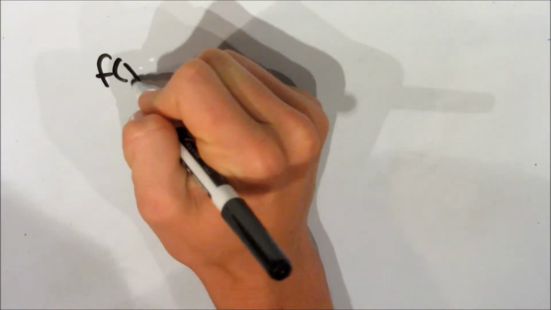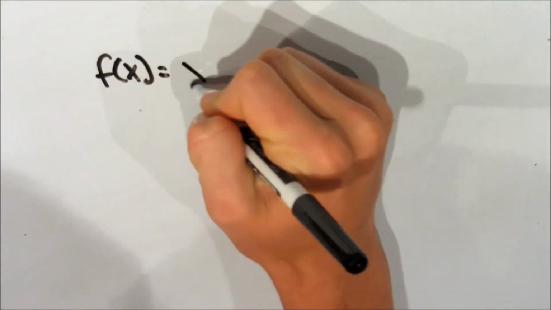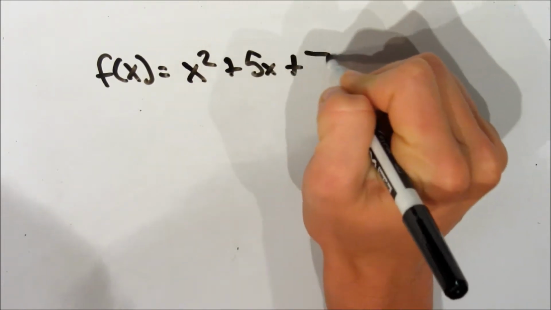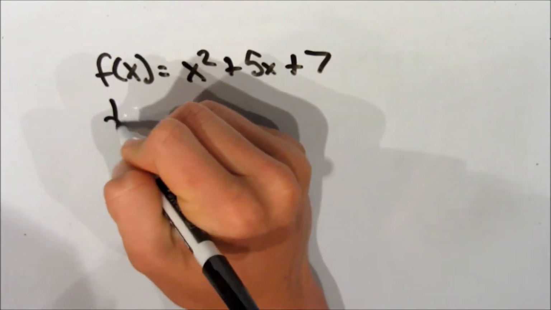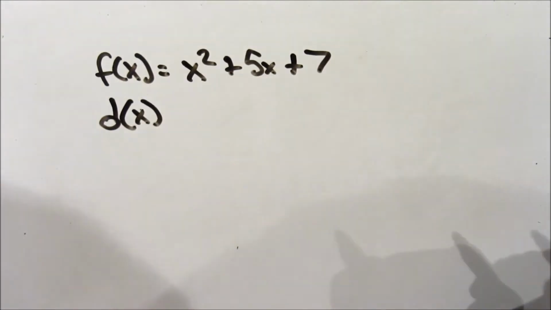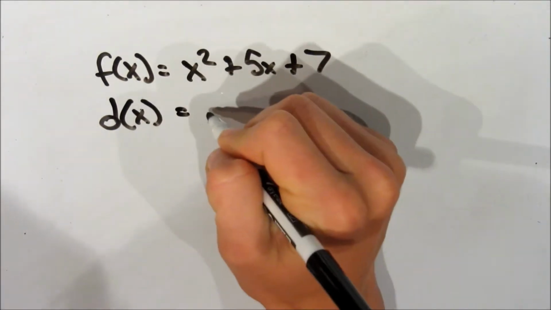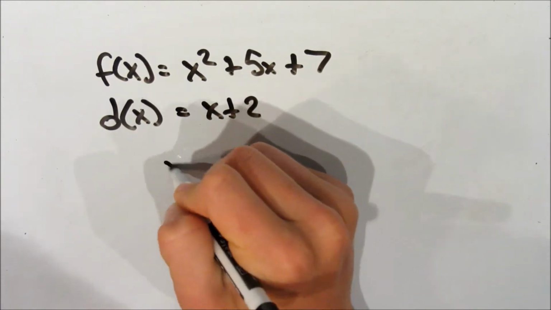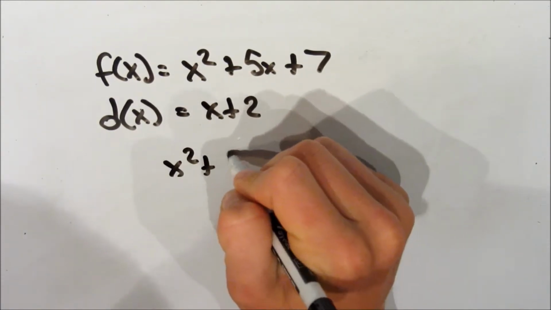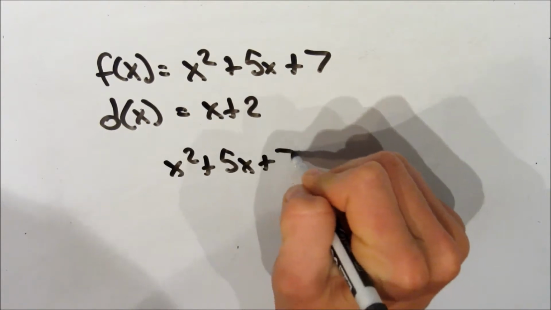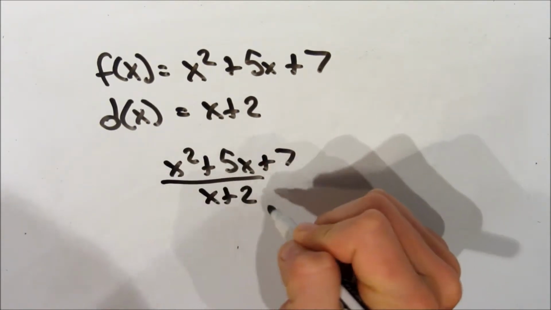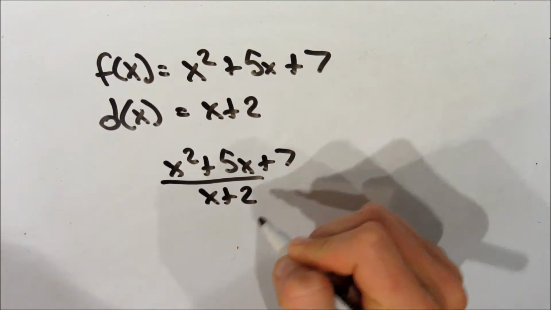First, to get some terminology out of the way, f of x will be representing the polynomial that you're dividing. D of x, which is your divisor, will be representing essentially what's going to be dividing your f of x, so your polynomial. In this case, obviously x squared plus 5x plus 7 is going to be our f of x, and x plus 2 is going to be our d of x.